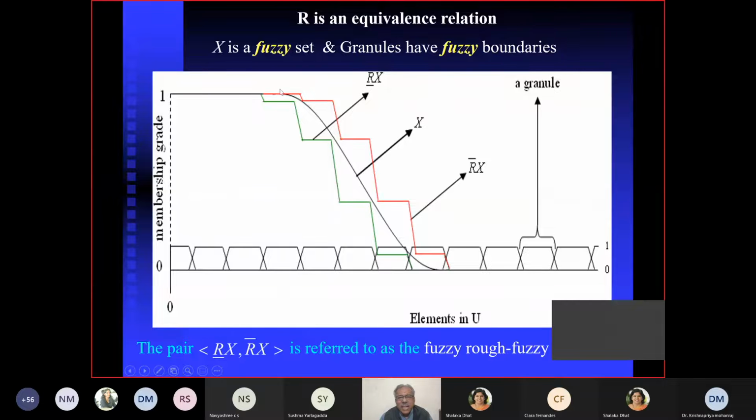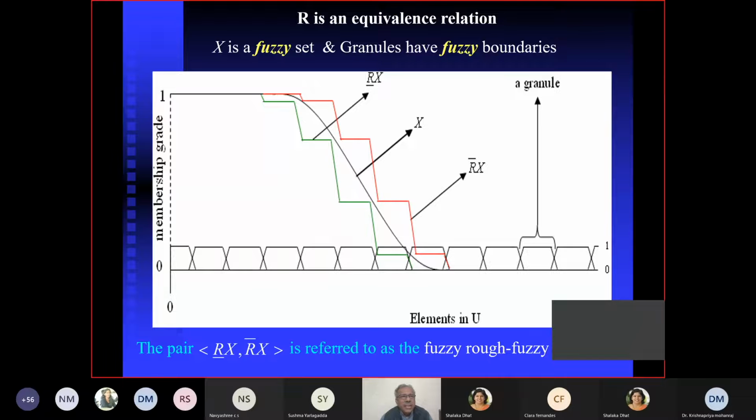Maximum level of uncertainty. So this is referred to as fuzzy rough set X. So depending on your uncertainty, depending on your fuzziness, depending on your granularity, you get one. Similarly, again, let me remind you, if there is no granularity, there will be no roughness. Roughness is coming only because of the granularity.